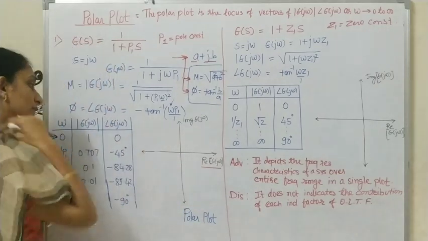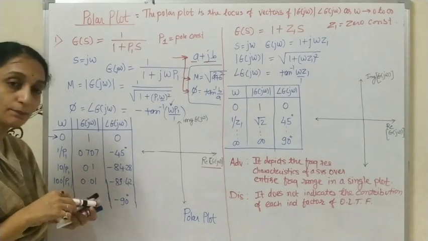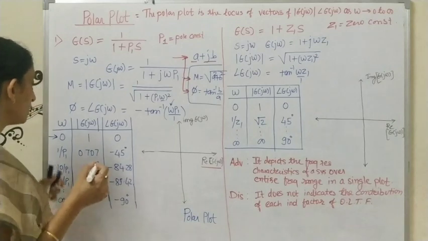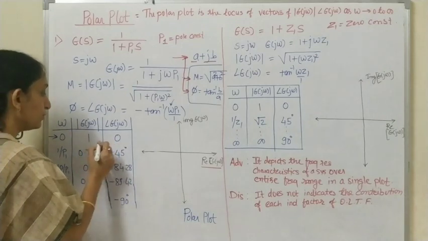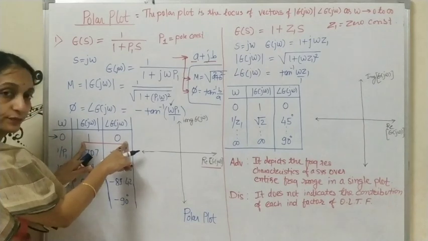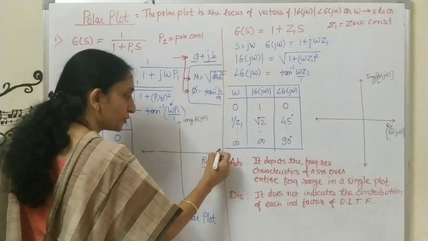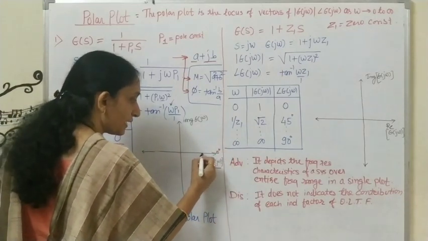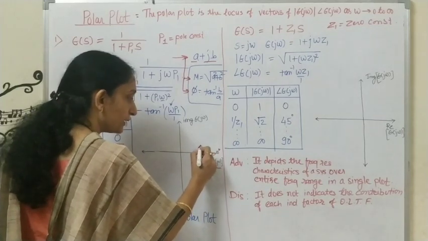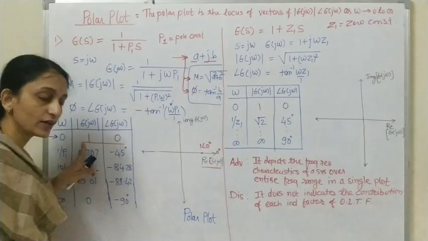So what I will do, when you are drawing polar plot on plain paper, you need to take some scale there. First of all, see here, I got the value as 1 at an angle of 0. So 0 degree line is there, and I am assuming that this is suppose 1. This will be magnitude 1, and this 1 I will plot on 0 degree line. So this is 1 at an angle of 0.